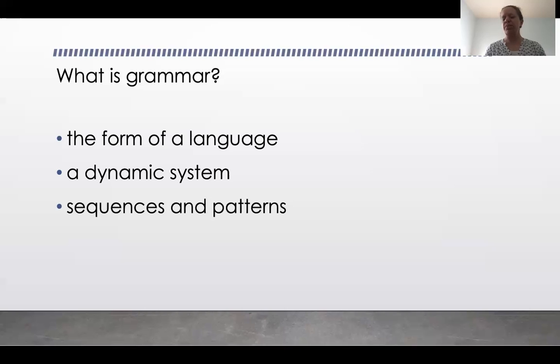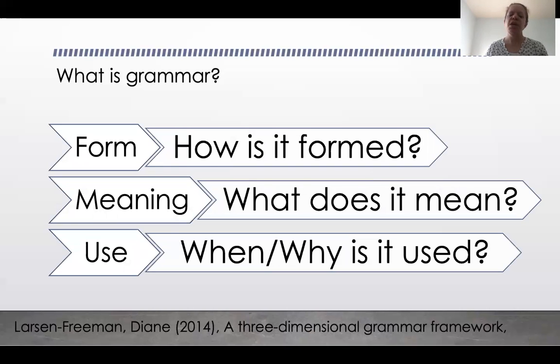Grammar is sequences and patterns. It's the order we put the words in order to have meaning, or it's patterns like 2 words that often come together. And finally, it's meaning and form. So what do I mean by this? This is something that Diane Larsen-Freeman talks about, that first we have to know the form of the grammar. How is it formed? Second, we have to know the meaning. What does it mean? And third, we have to know the use. When or why is it used?